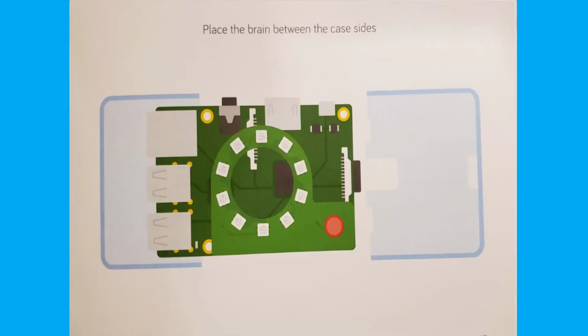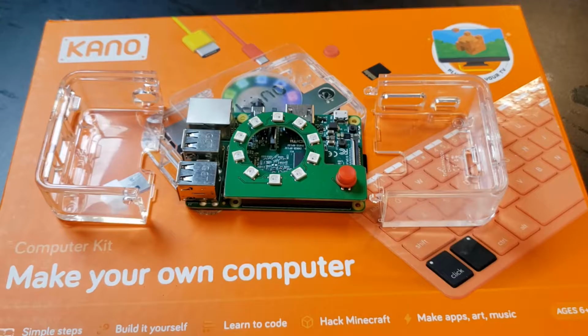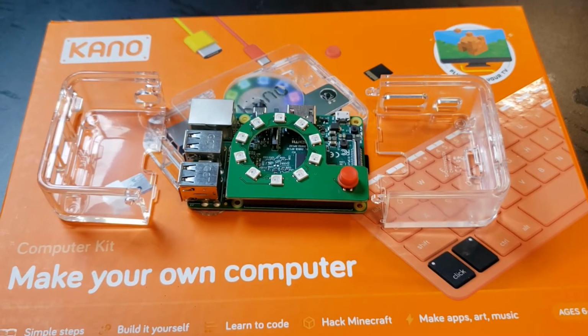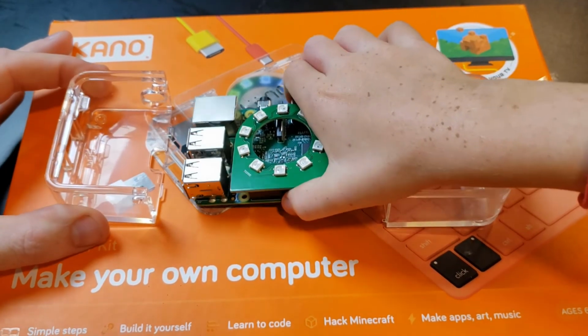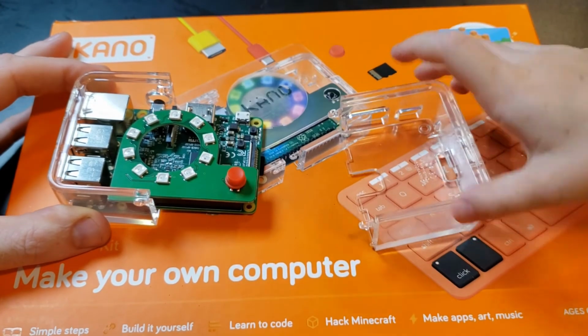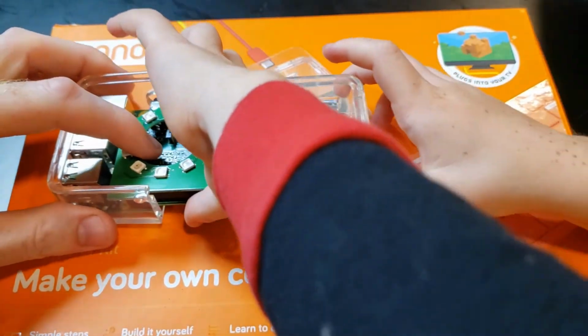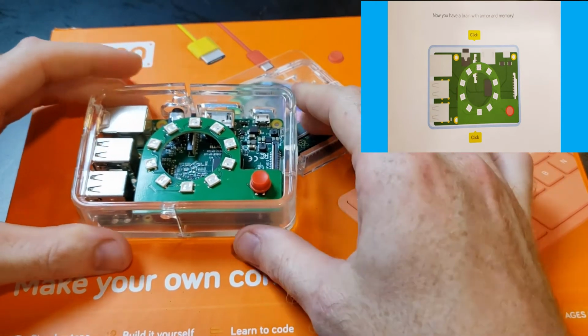All right, now the case. So the case just snaps into place. You just put your Raspberry Pi in between the two and squeeze it together. And it'll snap together, and it'll protect your Raspberry Pi from, you know, getting smashed or anything else. It's a good idea to keep it in the case. So you just kind of set it in here, make sure it's lined up, lift it up a little bit, slide the other half under, and then give it a good squeeze. You'll hear that click. Ta-da!